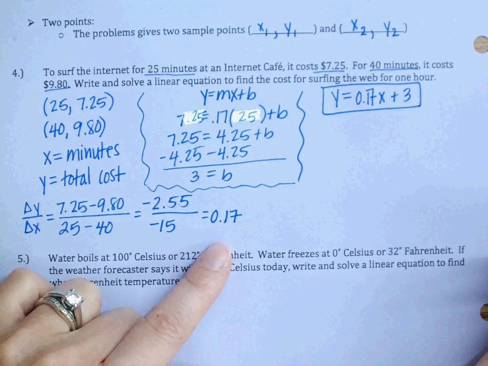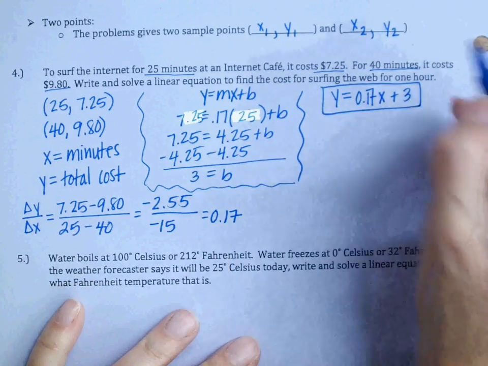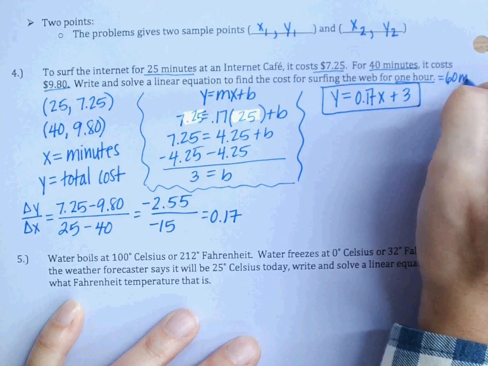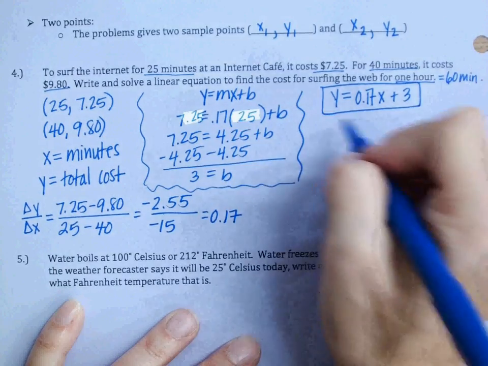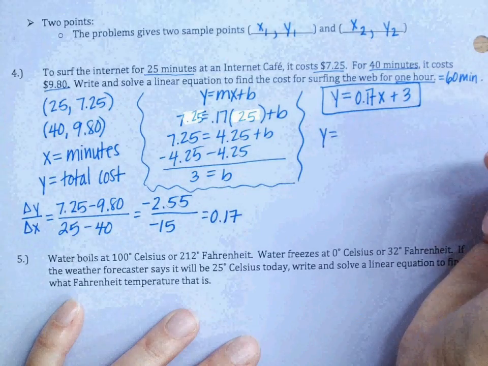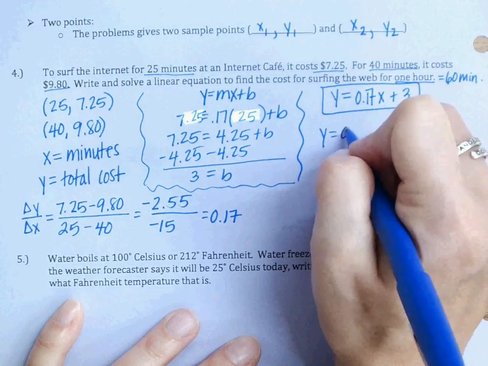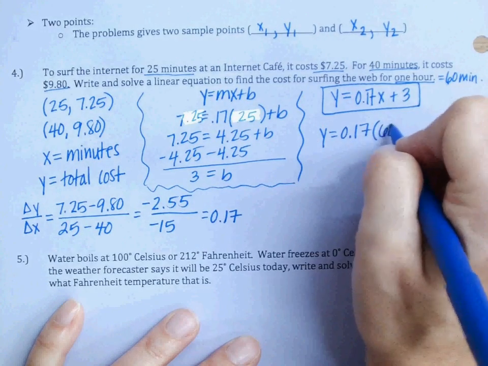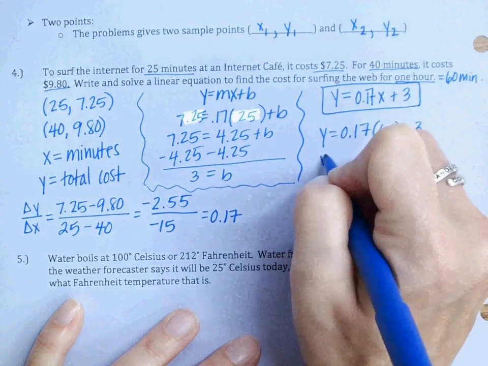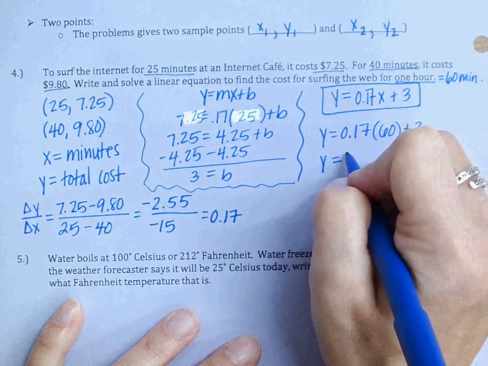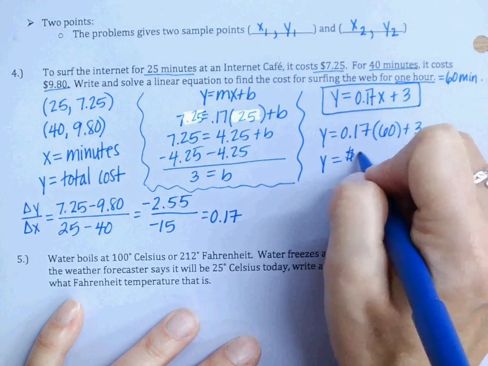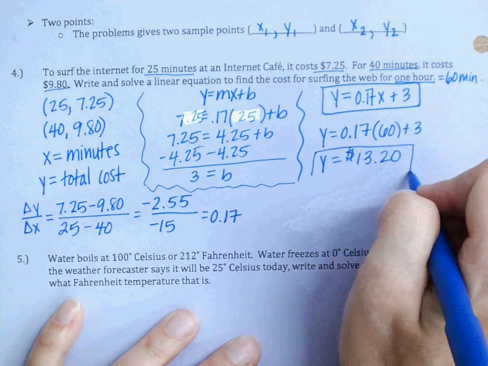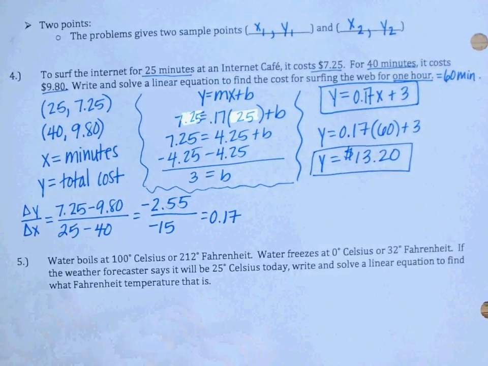And then the last thing is they want to know how much it costs for 1 hour. We're going to remember 1 hour is 60 minutes, so making that conversion when necessary. Instead of writing x, we'll write in 60. And to keep simplifying, we get $13.20.